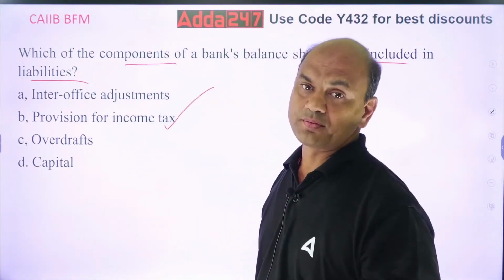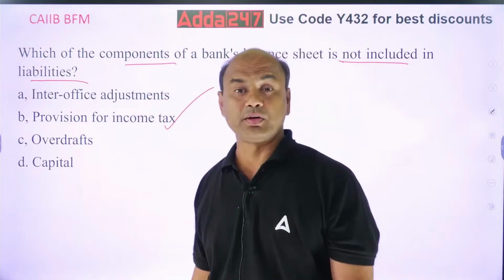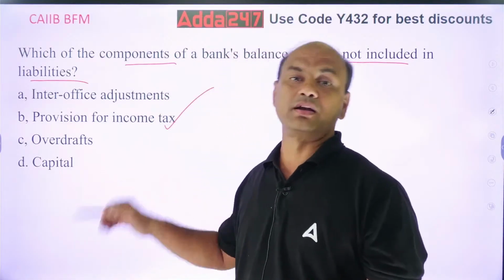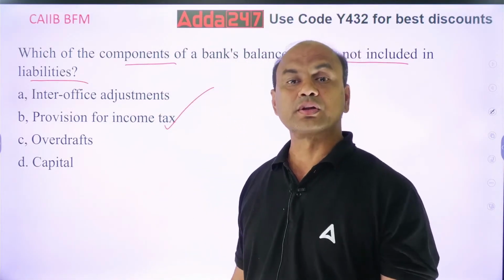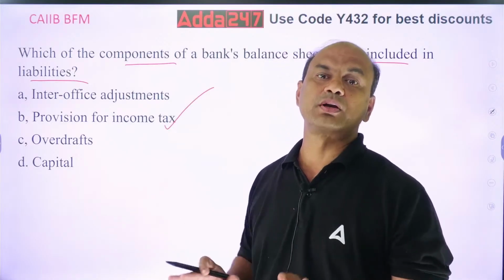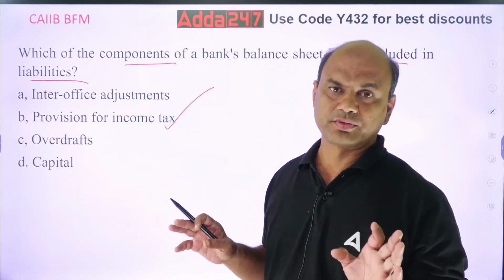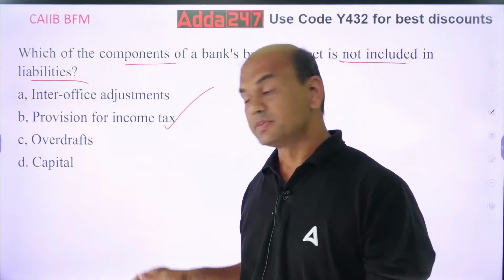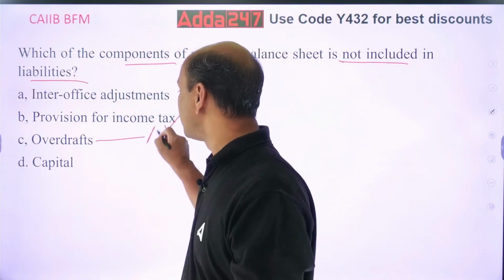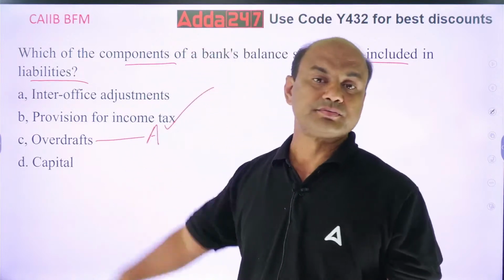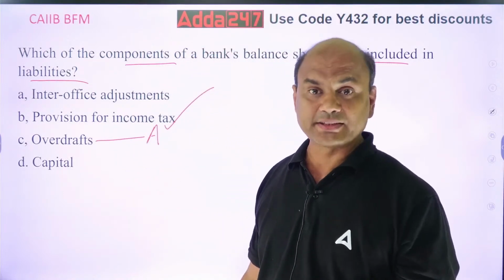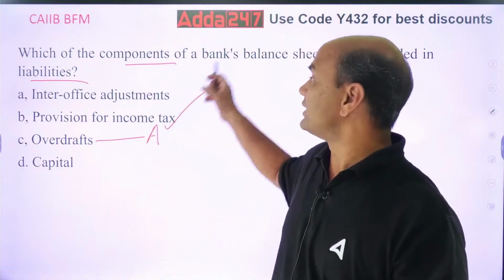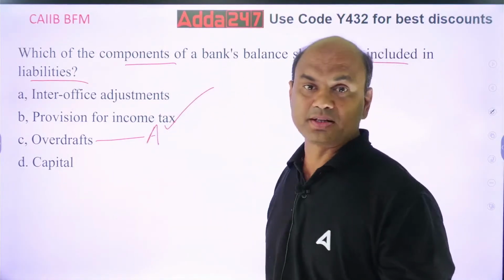Overdraft. What is an OD? Overdraft. Now think. Now this will give you the hint. Overdraft for the customers. See, overdraft means overdraft for the customers. So what is that? Is it a liability or an asset? It's an asset. It's not a part of liability. Overdraft for the customers, it's an asset. So that's why this won't be the part of your liabilities.